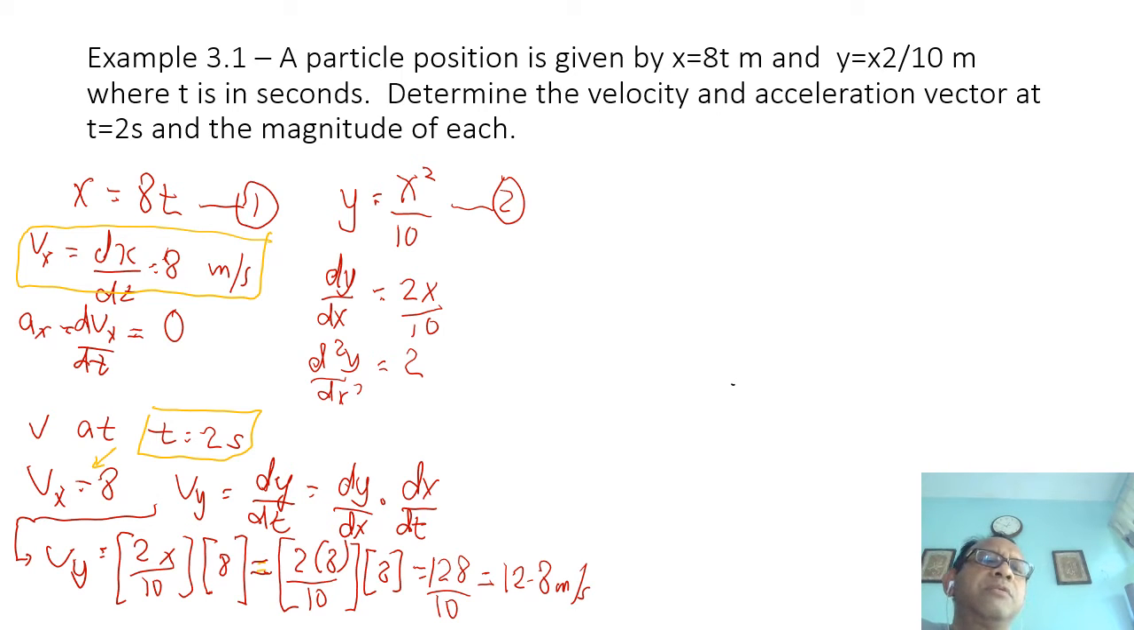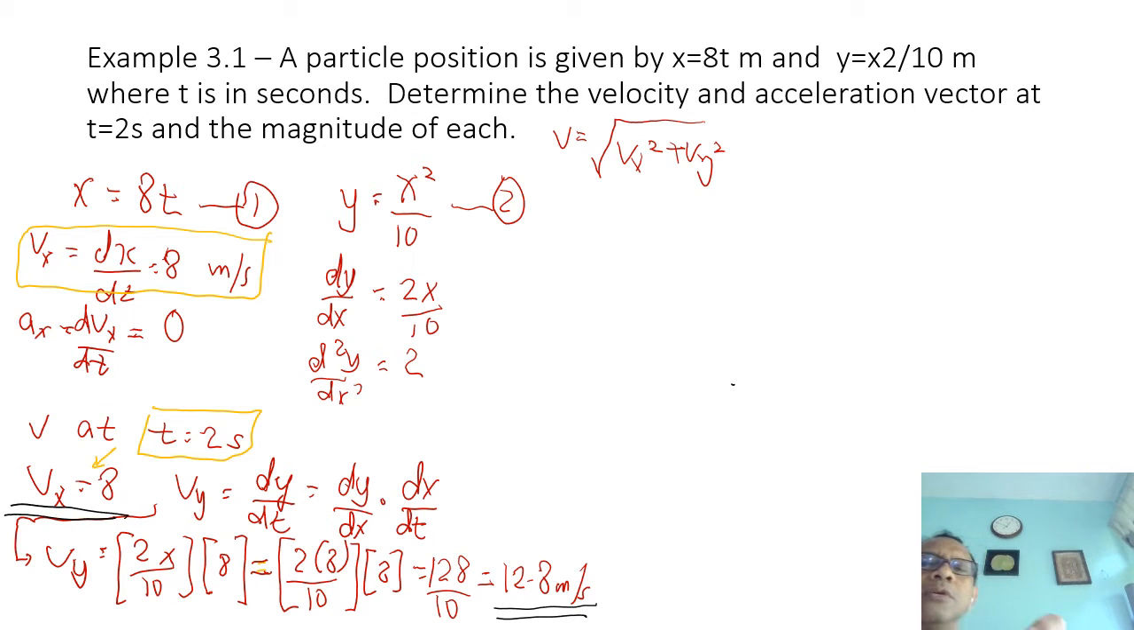So what is the magnitude of velocity? The magnitude v equals the square root of vx squared plus vy squared, and you can put in those values. Vx is 8, so 8 squared plus 12.8 squared.